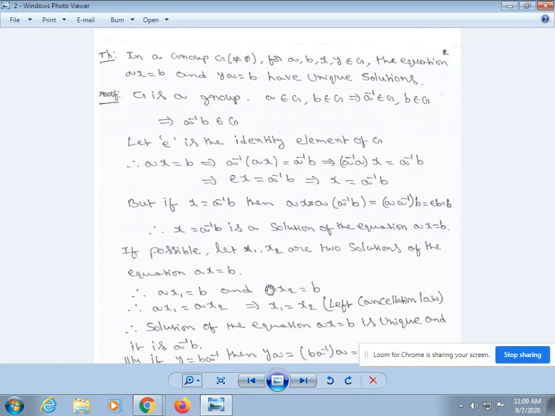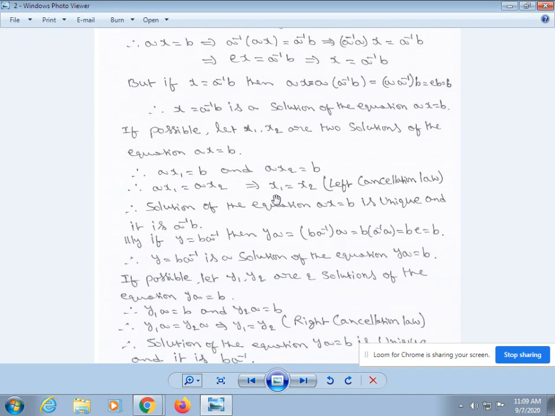But if x = a⁻¹b, then multiplying with a on both sides, we get ax = a(a⁻¹b), that equals (aa⁻¹)b equals eb. eb is nothing but b. Therefore, x = a⁻¹b is a solution of the equation ax = b.